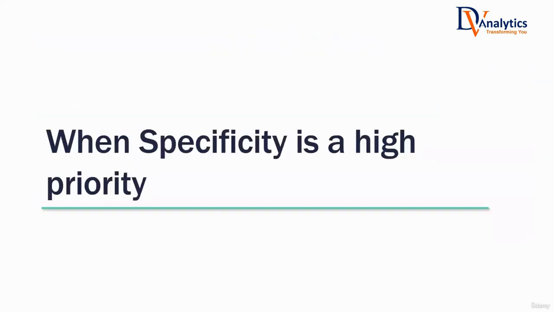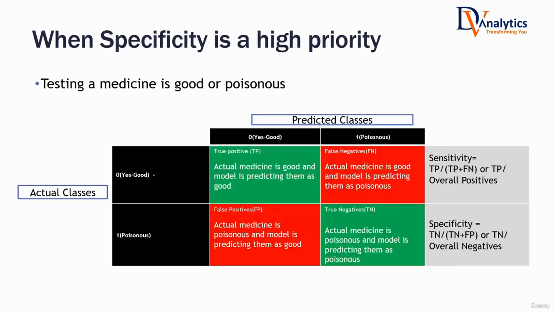Let us think of a scenario where you are building a model that is predicting whether a particular medicine is good or poisonous. Medicine is good and you're predicting it as good. Very good. Medicine is poisonous, you're predicting it as poisonous. That is also very good. Medicine is actually good, but the model is predicting it as poisonous. This is one type of error. Medicine is poisonous, your model is predicting it as good. That is another type of error. Okay. Now tell me which one is dangerous here.